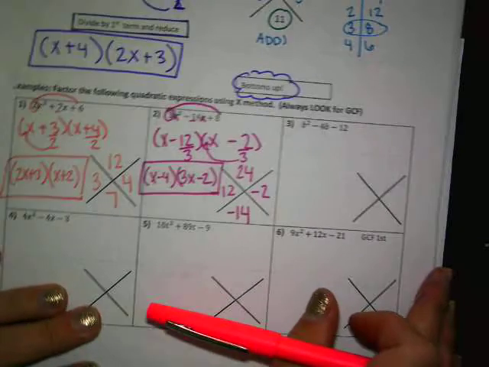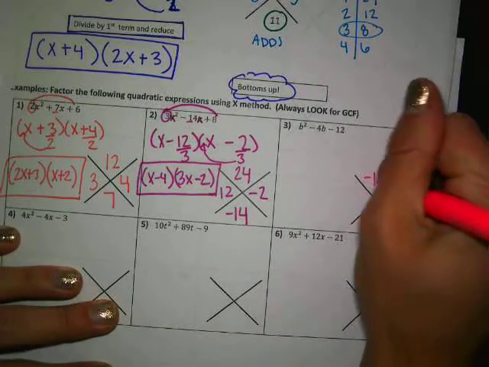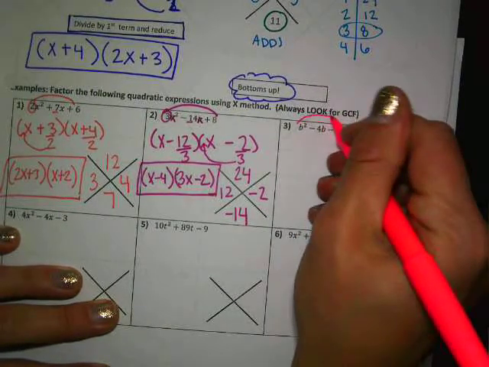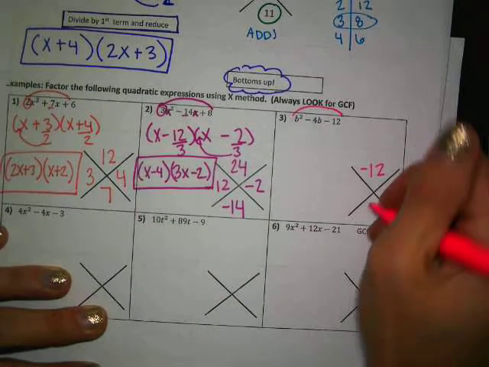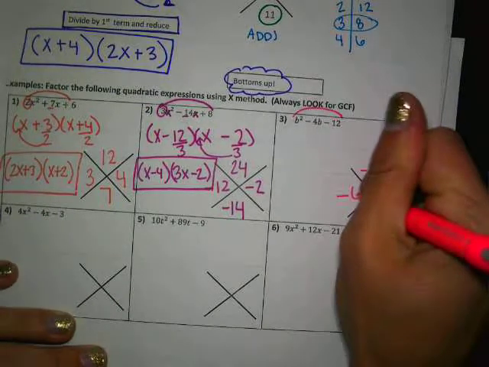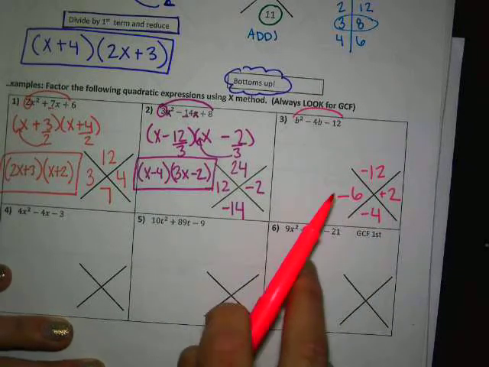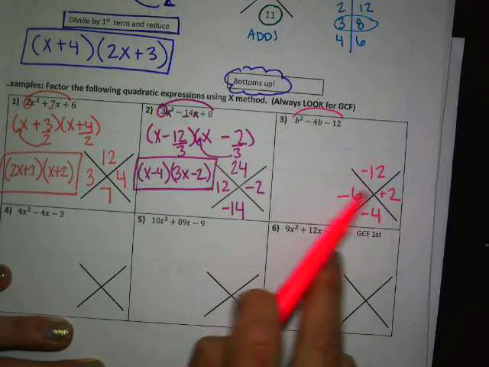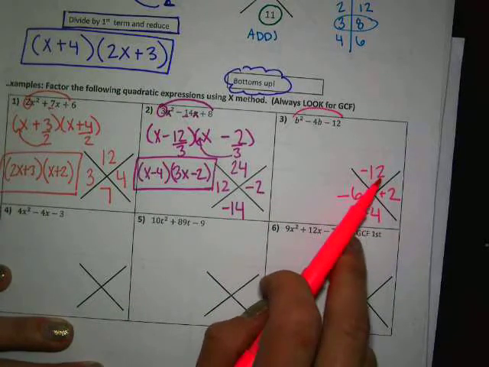All right, on number 3, what number goes up here? Negative 12. There is no number in front, so it's an understood 1, technically. What number goes on bottom? All right, so I want 2 numbers that multiply to give me negative 12. Negative 6 and positive 2. So if this guy is negative, these signs have to be different. One is going to be negative, one is going to be positive.